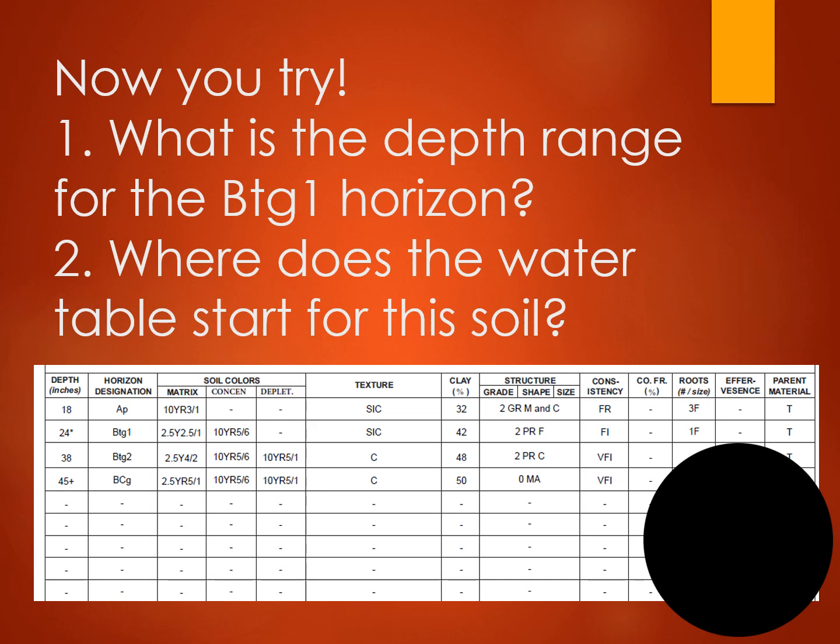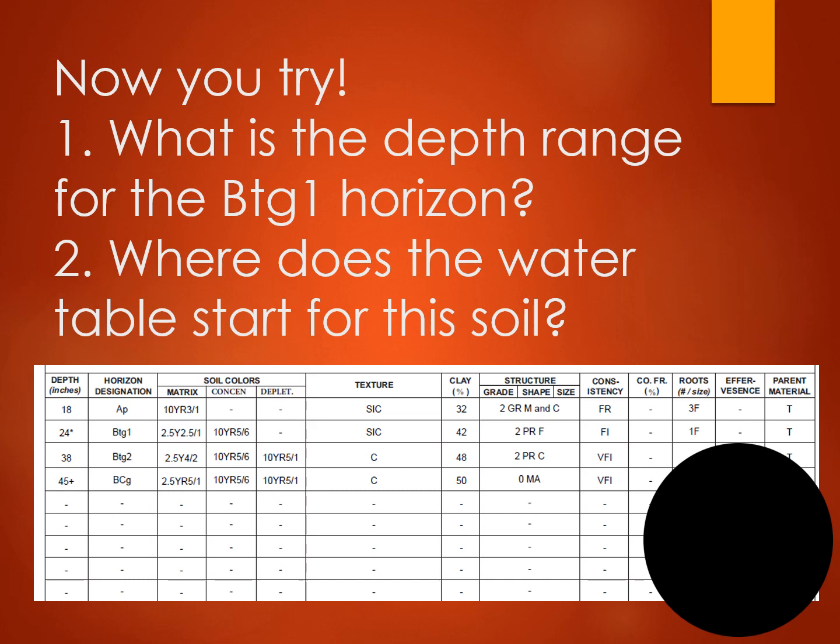All right, so are you ready? We know that the BTG1 horizon goes from 18 to 24 inches, and that is a Glade horizon, and we have redox concentrations. So this is the horizon where the water table starts. However, it is the base of an AP horizon, so we take it to the surface. So the water table here goes to the surface.